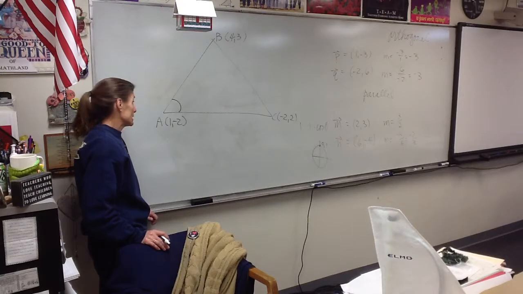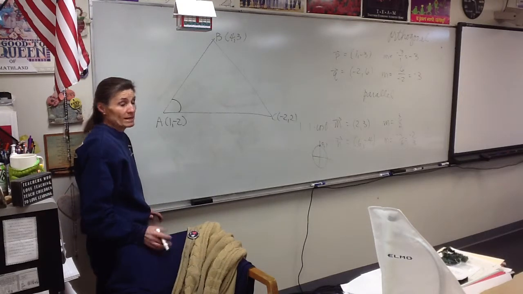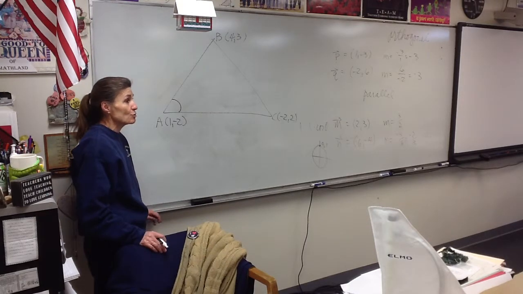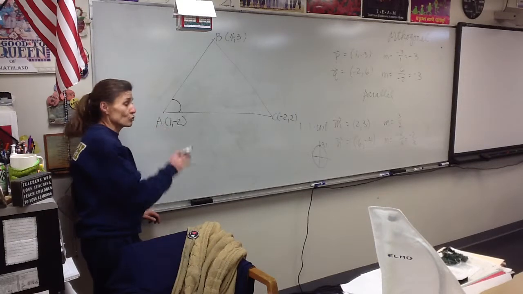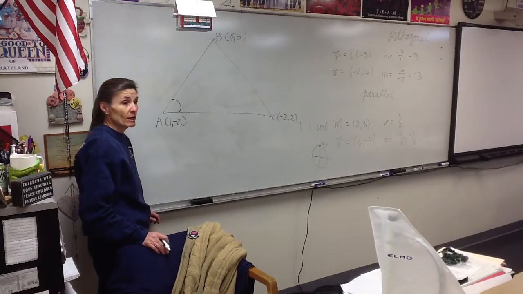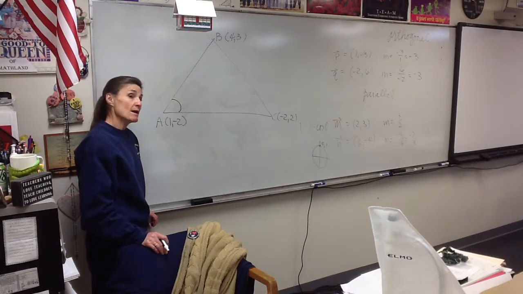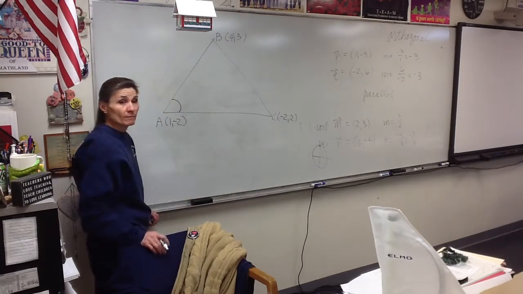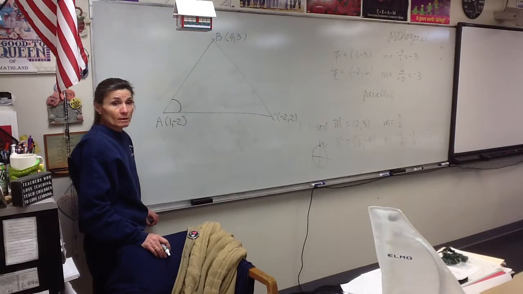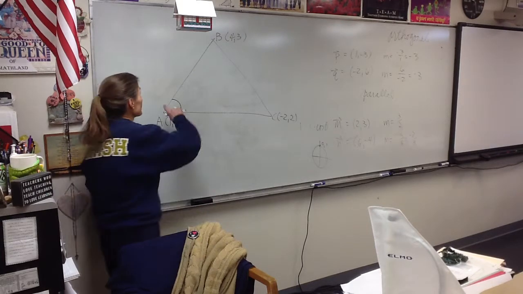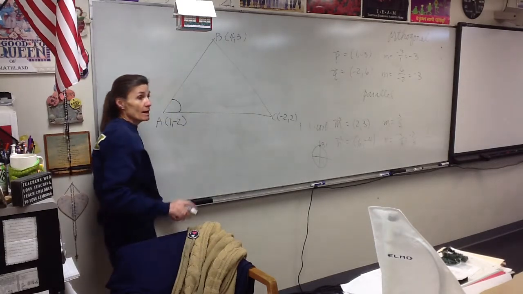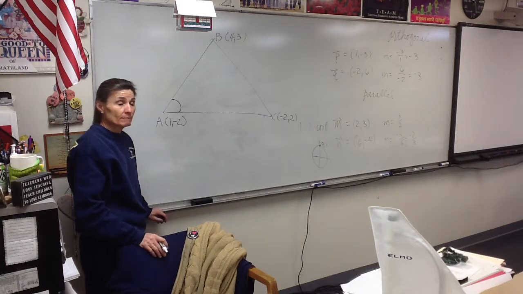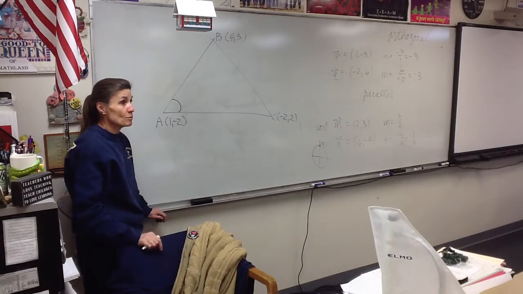Now, tell me how you would do this right now. Before we start talking about any new strategies, what old strategies do you have for finding angle A? Heron's formula would find the area of this triangle. But we're trying to find an angle. We would find the lengths of the sides and then do the law of cosines. That's one strategy you would have.